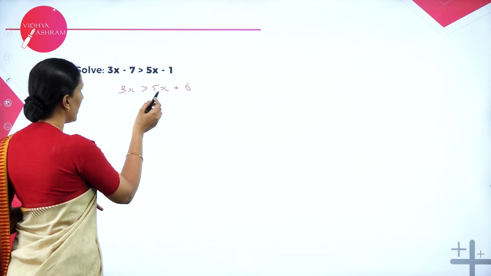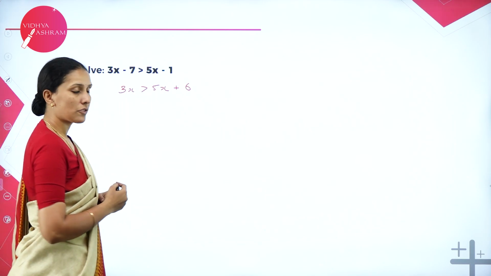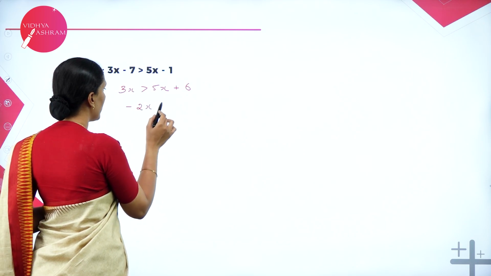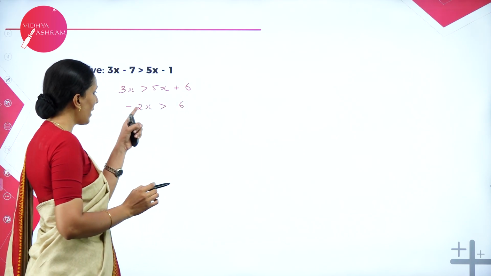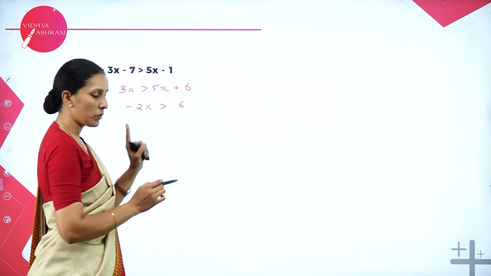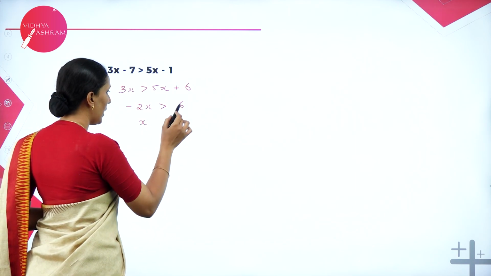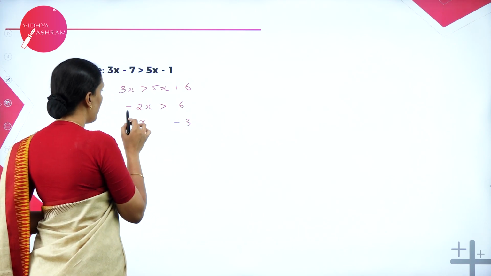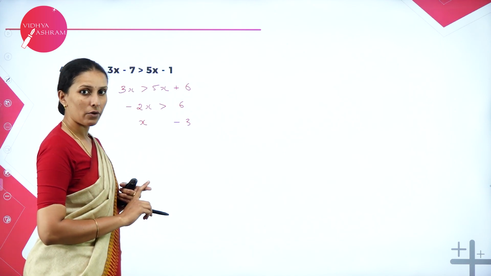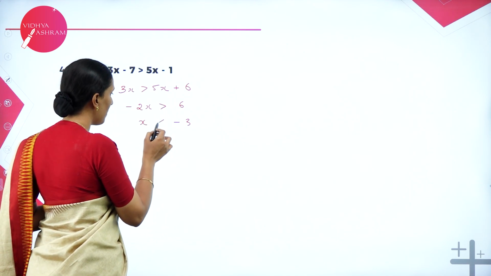Next, here I have to subtract 5x on both sides. 3x minus 5x is minus 2x greater than 6. Now I have minus 2 on the left hand side, so I'll divide by minus 2 on both sides. Then I'll get x here and I'll get minus 3 here. But whenever you're dividing by a negative number, you need to change the inequality sign. So therefore greater than becomes less than.